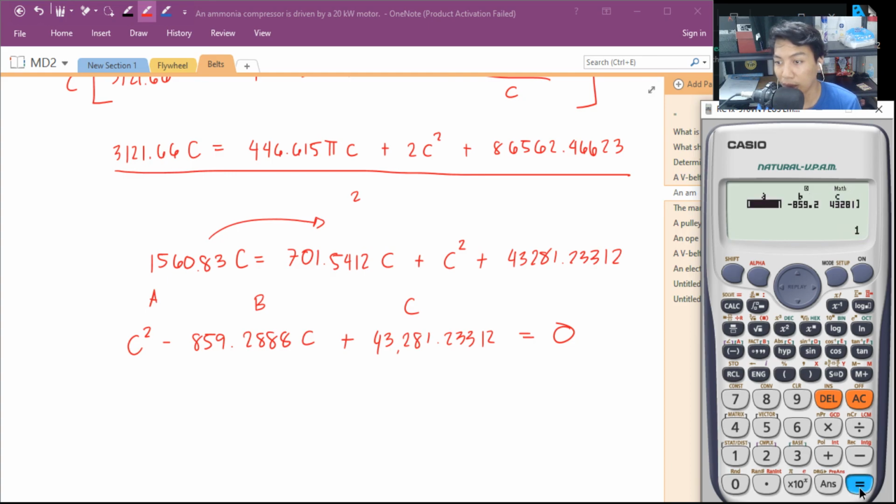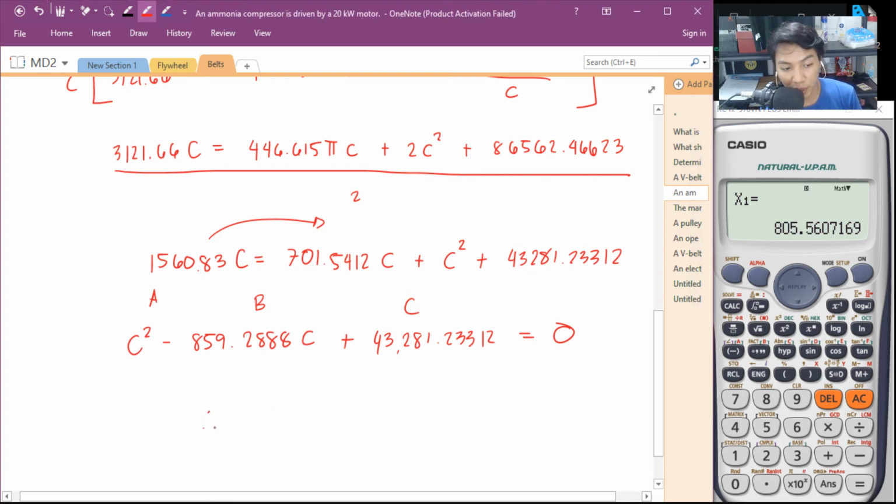Now, ang nakuha natin kanina, dun sa ating value is x2. Hindi natin nakuha yung isang value pa ni x. So, absurd yung unang value na nakuha natin sa shift solve. Kailangan talagang mag-quadratic equation ka for you to check on the value. Therefore, C is equal to 805.561 mm. Approximately 806 mm.